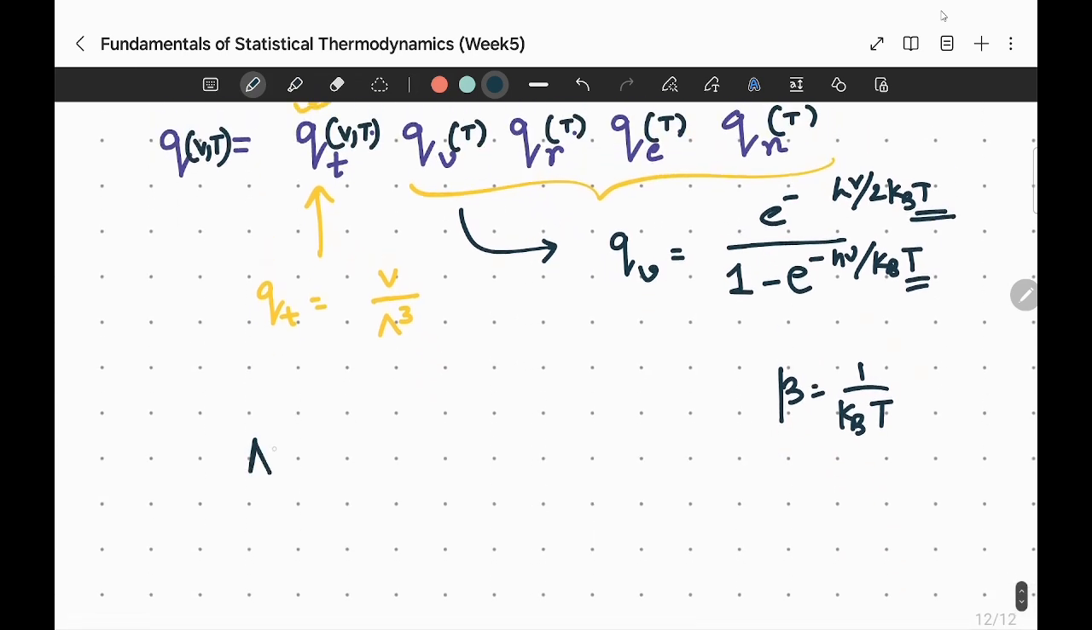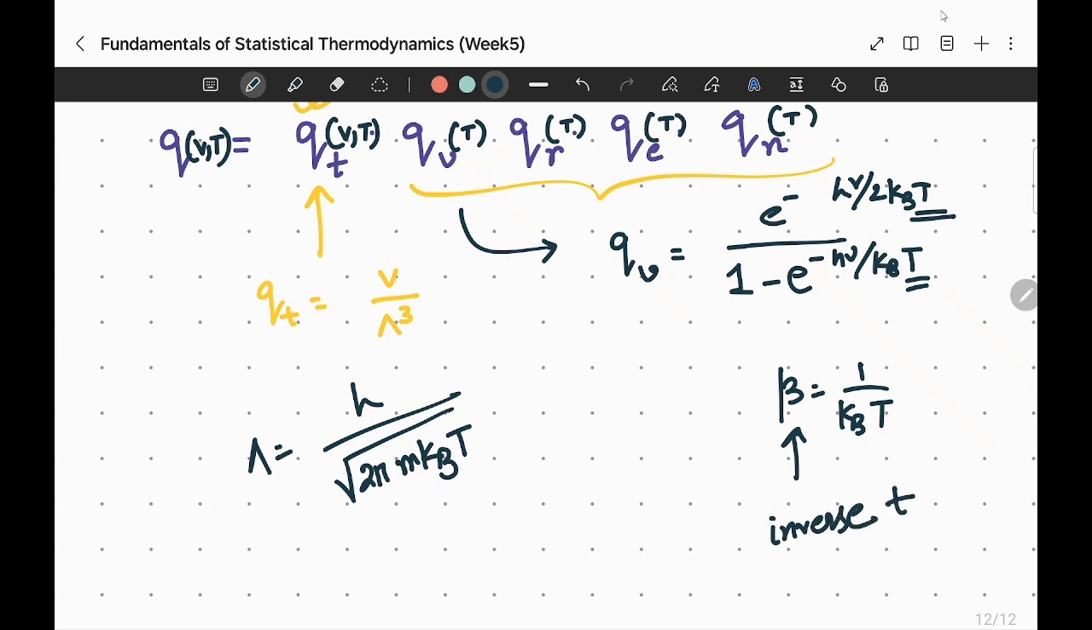What is the form of the lambda? It is h by root over 2 pi m kBT. So you can write it in terms of beta as well. That does not matter. Beta is 1 by kBT. So essentially beta, what does it mean? Inverse temperature. That's why the Q translational is a function of both volume and temperature.